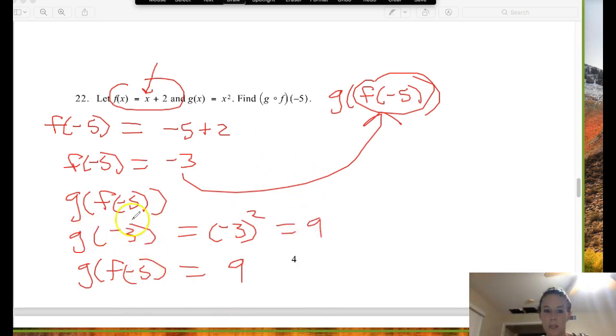So we're just plugging in negative 5 into the f function. We get that answer, we plug it into the g function. So plug this into here, and then plug this into here. That's how you have to think of it. All right, so g of f of negative 5 is 9. On to the next.